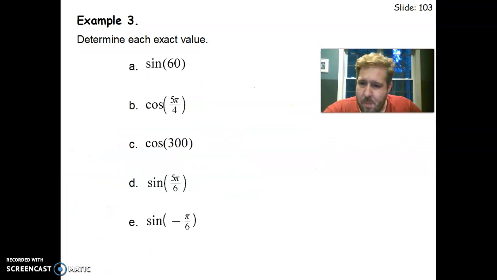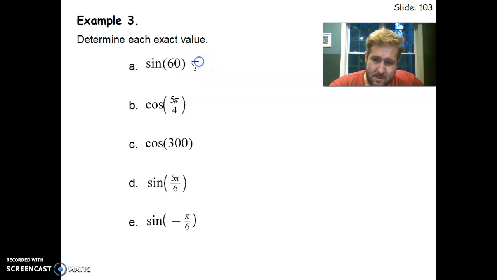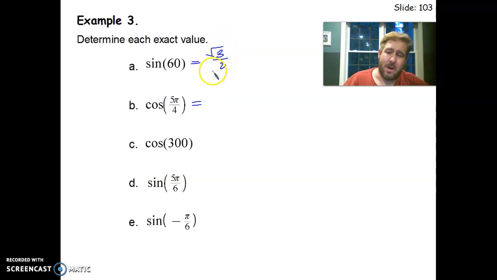All right, determine the exact value of these. Now, keep in mind that sine of 60 degrees is going to be square root of 3 over 2. That first answer can literally be found on the unit circle. So sine of 60 degrees. Remember what I said, sine of 30 degrees is 1/2, so I know it has to be the other answer. That's my way of memorizing.